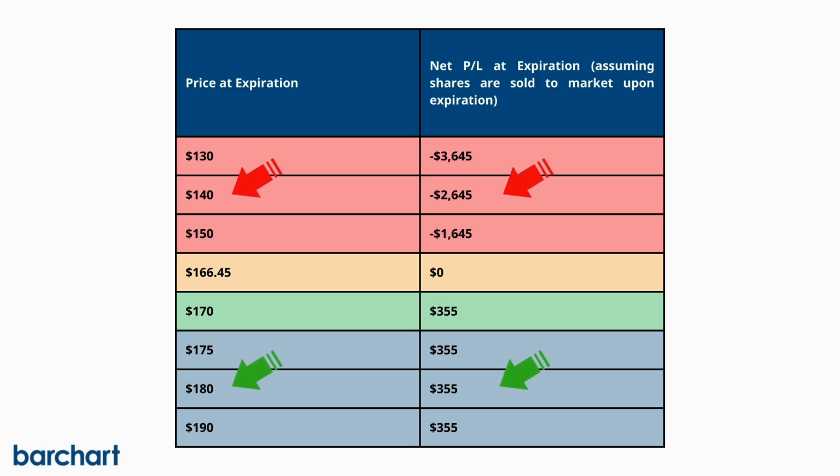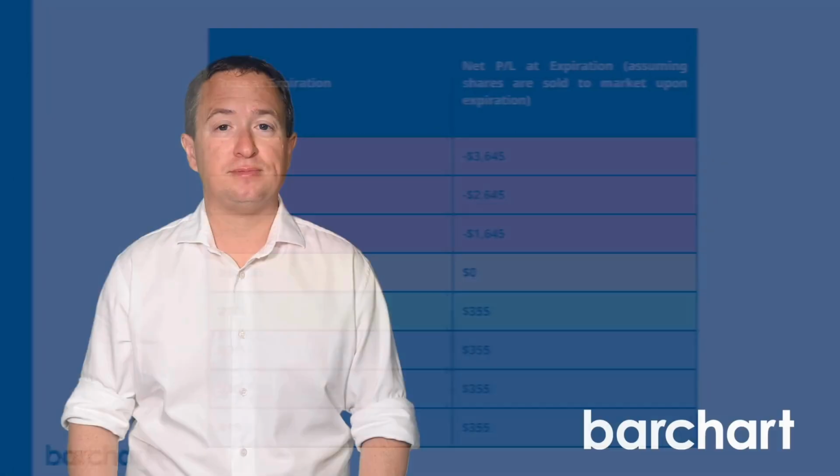To help you better understand how the trade could go, here's a table showing the profit and loss at different price points, assuming that you'll sell the shares upon assignment. As you can see, any price movement higher than the strike price will not result in additional profit. But if the underlying stock moves below the break-even point, you will incur paper losses.